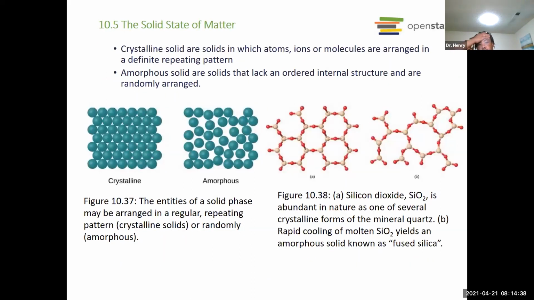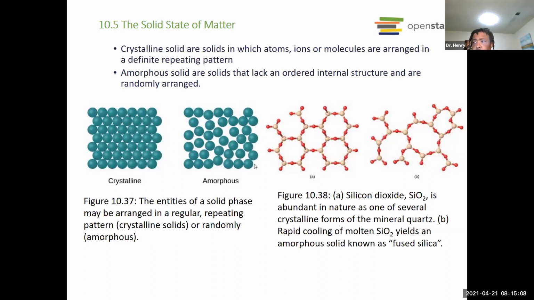Okay, so the next thing we're going to talk about is the solid state of matter. Solids have two types of structures. One is organized, the crystalline structure, and one is called amorphous, meaning that it lacks structure. Okay? And you can see the crystalline structure is all organized. It has a nice orderly pattern associated with it. The amorphous structure doesn't.